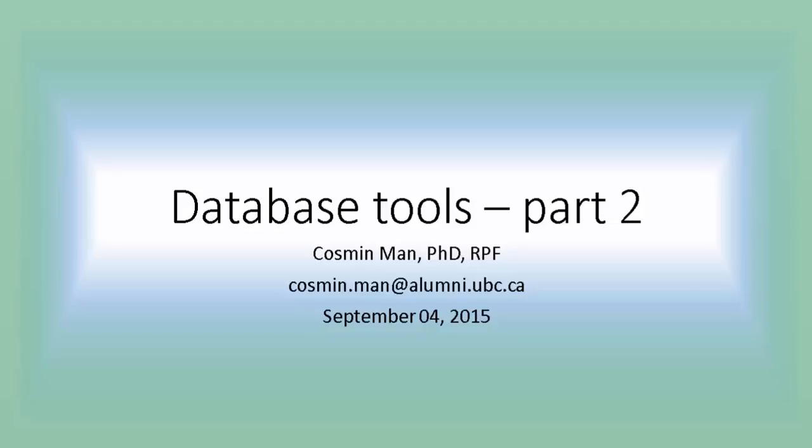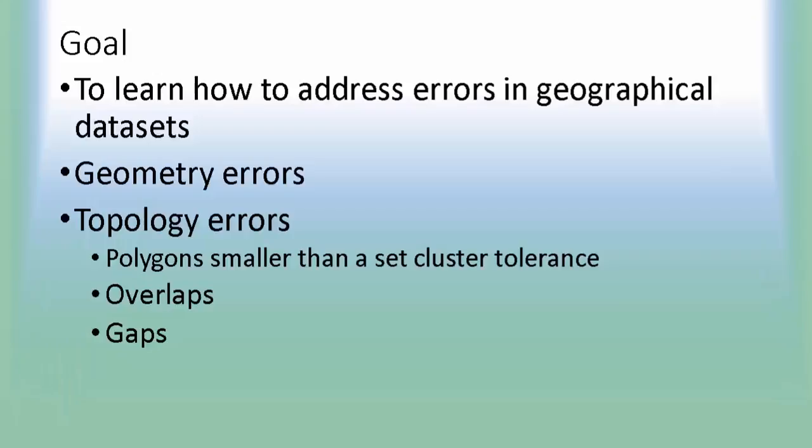I am Cosmin Man, and in this video I will show you how to address errors in geographical datasets. There are two types of errors that a typical GIS user will encounter: geometry errors generated by different processing algorithms or bugs or lack of knowledge, and topology errors. Typical topology errors include cluster tolerance, overlaps, and gaps.